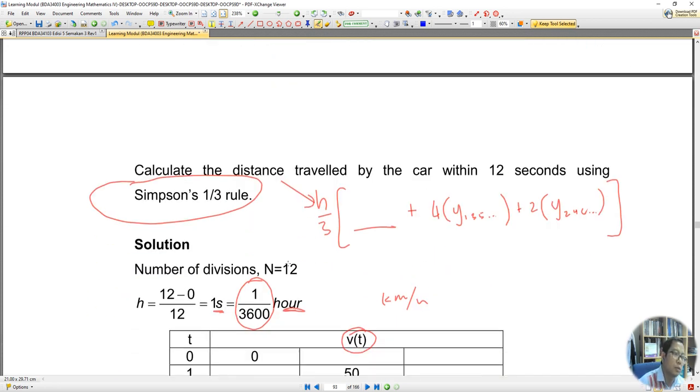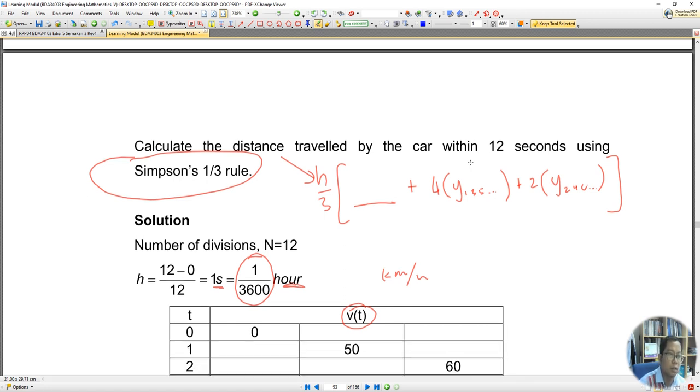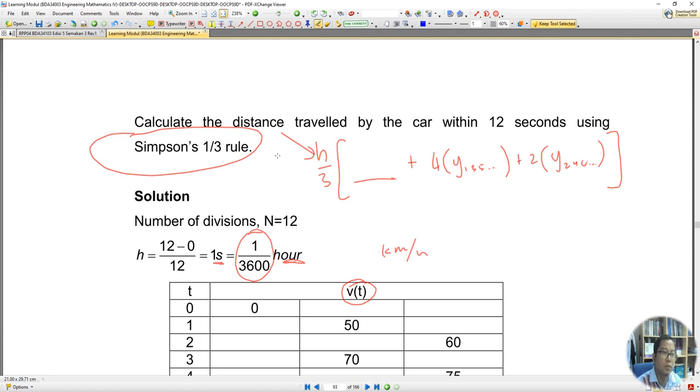And then they ask you to calculate the distance traveled by the car within 12 seconds. 12 seconds is the number n, using the Simpson's 1/3 rule. The Simpson's 1/3 rule formula is h over 3, the step size over 3, multiplied by the initial value y0 plus the last one, yn, and then plus the odd and even terms, multiplied by 4 and 2.